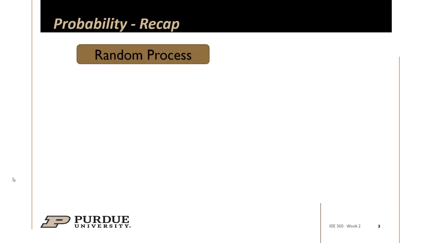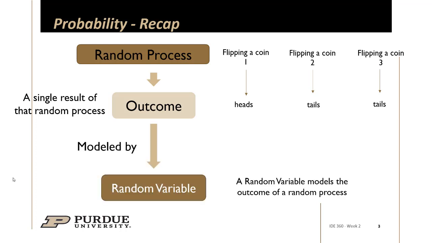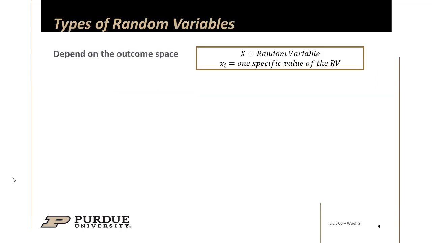A little bit of a recap from our previous online module. Remember that random processes result in outcomes, which we record through different trials of the random process, deriving data. But how do we model a random process? We need to get familiarized with the concept of a random variable, which is the way you model an outcome from a random process.